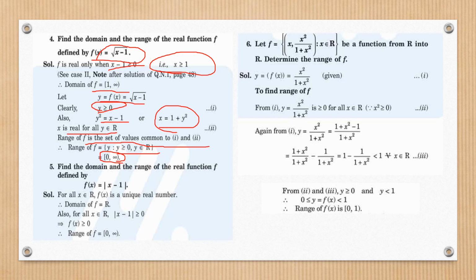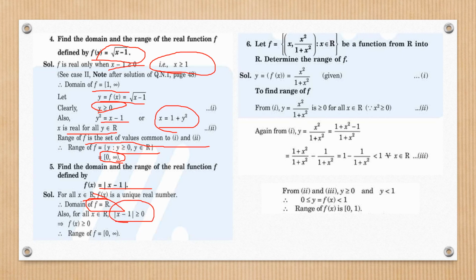Number 5: domain and range of f(x) equal to mod of x minus 1. In a modulus function, the domain is always any real number. You can put anything. But the range is the set of values for which the function inside always comes out positive.